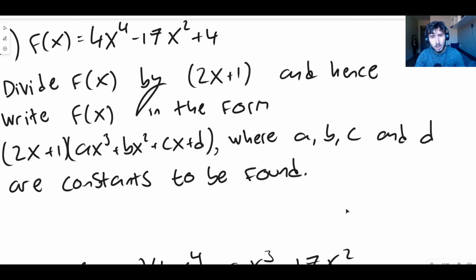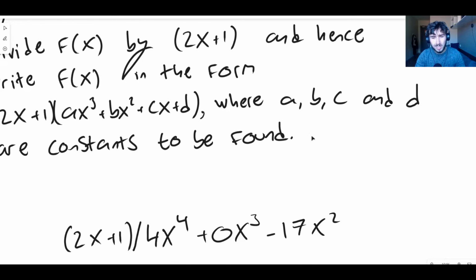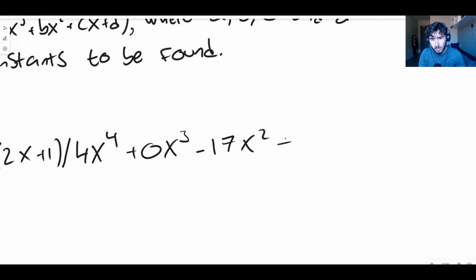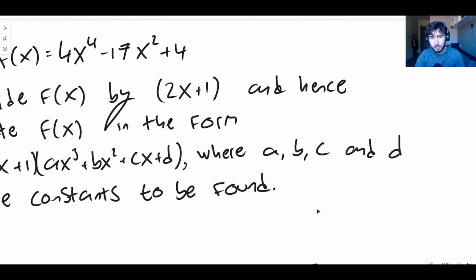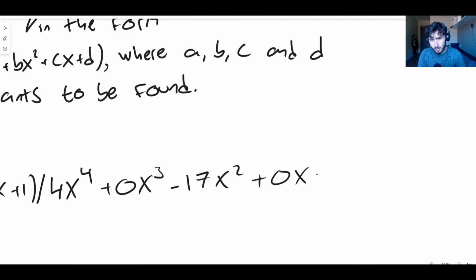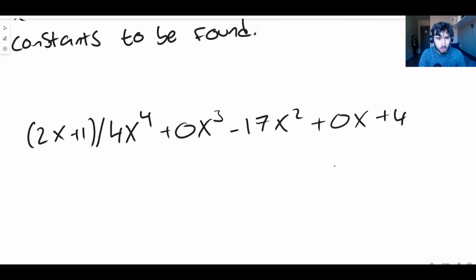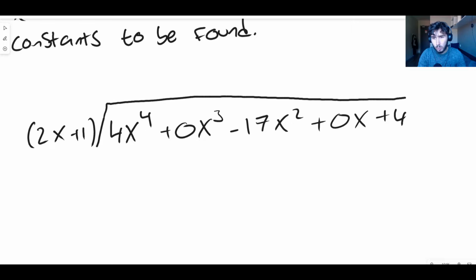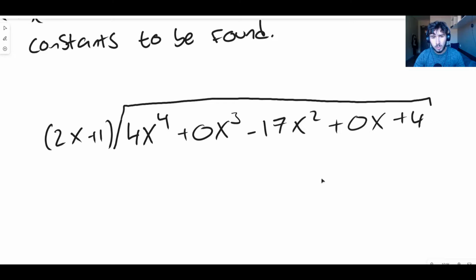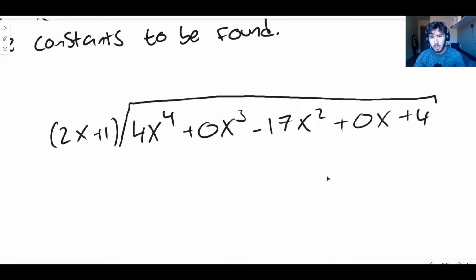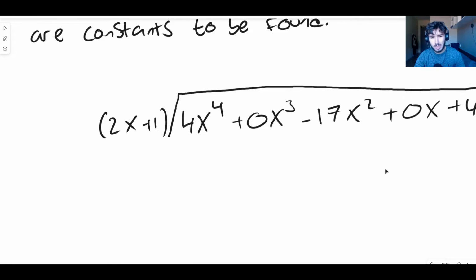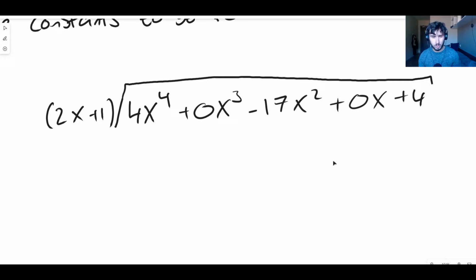And just like how we did 0x cubed, you also need to do 0x. So it's plus 0x, x to the 1 or whatever, plus 4. Okay? You need to do that every time. So if it started with an x to the 5 or something and it was missing out an x to the 4, you'd write 0x to the 4. So you need to write 0 times whatever is missing in order for this to work, basically. So, okay, this is longer as well, because it's an x to the 4.